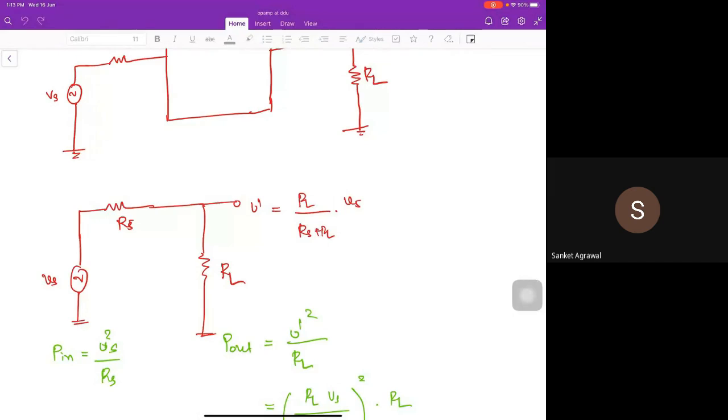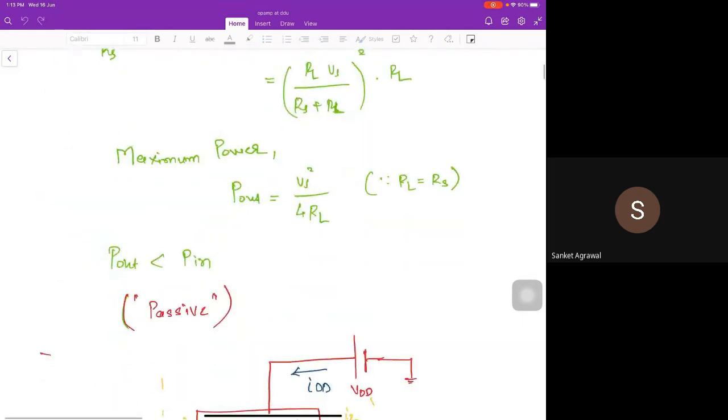According to the maximum power transfer theorem, which we have already studied, I think, in the second semester of network analysis, for this RL should be equal to RS, and for that my P output will be Vs square by 4RL, right? And that is less than P in. So that proves that a passive element does not give power amplification, right? So this is the thing.